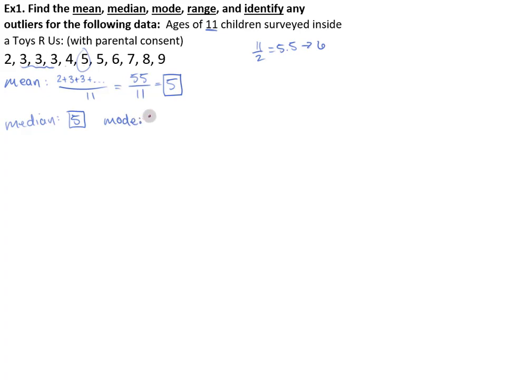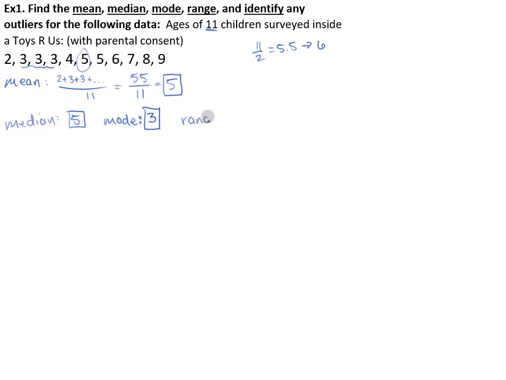It's repeated 3 times. Nothing else is repeated 3 times, so 3 definitely wins here. So only one mode if 1 is repeated the most. So it's not just any number that's repeated. You wouldn't list 5 here. It's the number that's repeated the most. Okay, so our mode is 3.